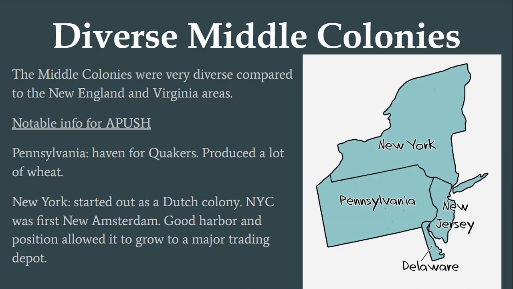There's a lot I could say about all of these colonies, but let's keep it brief to just the notable information for APUSH. Pennsylvania will be secured as a safe haven for pacifist and nonconformist Quakers, and that colony will focus on wheat production. And New York actually started out as a Dutch colony, with New York City being first called New Amsterdam. After some shenanigans in Europe, the Dutch basically gave New York to the British. The now New York City is known for its good harbor and position on the East Coast that allowed it to grow to a major center of trade.